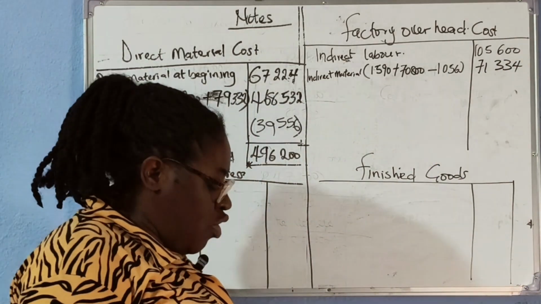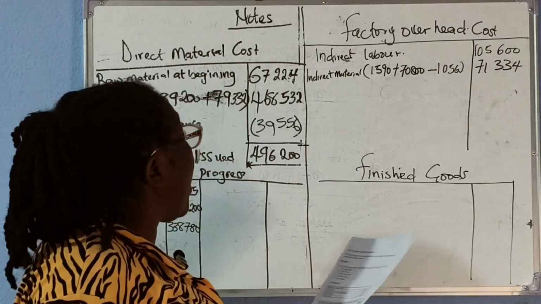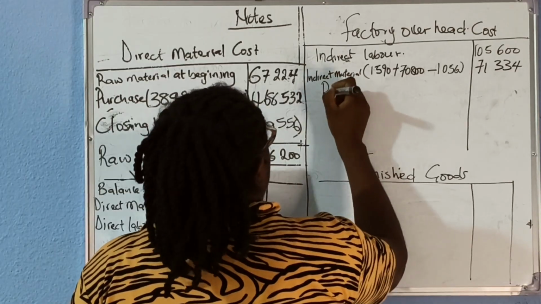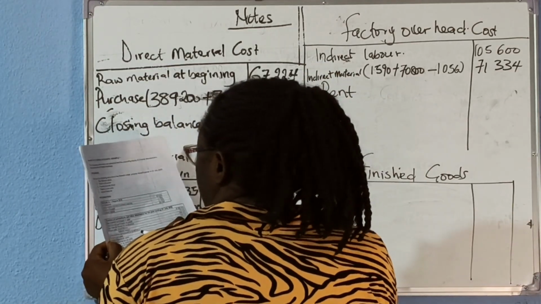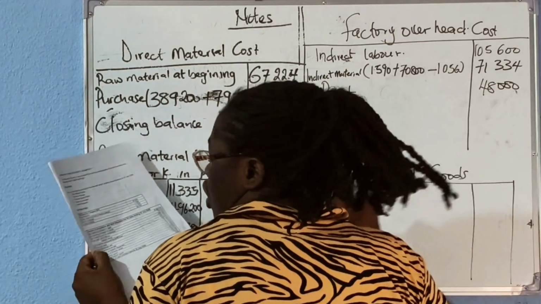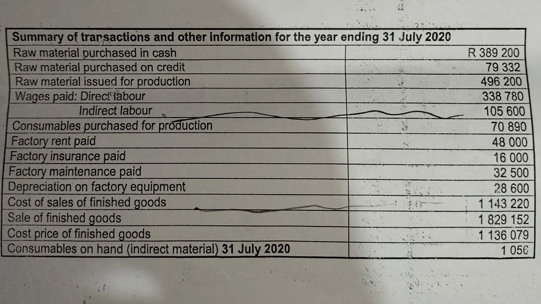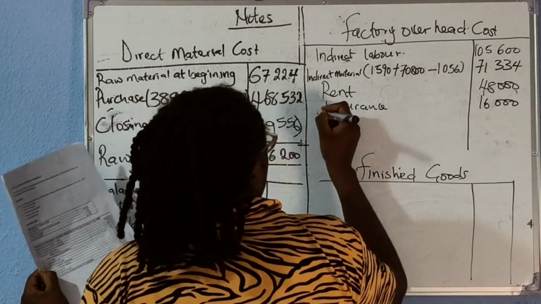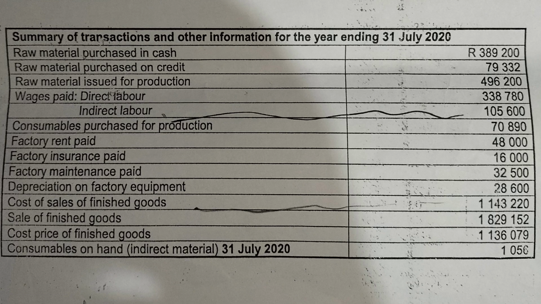71,334. Then we move on with our factory overhead expenses. We have factory rent, which was given as 48,000. We also have factory insurance, which stands at 16,000. And then we have factory maintenance.